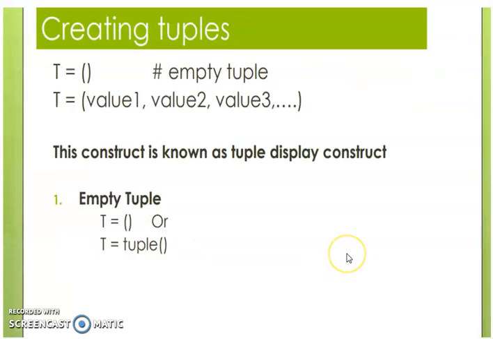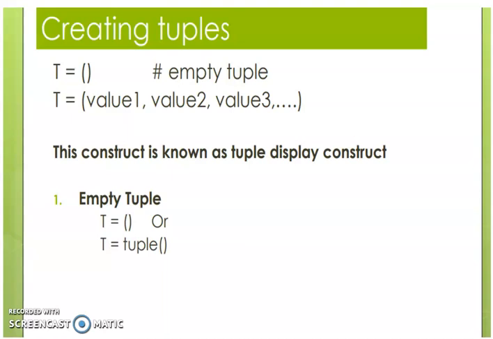See how to create tuples. Here you can see t is equal to empty parentheses. That means it's an empty tuple. Or you can create a tuple like t is equal to value 1, value 2, value 3, etc. Then this construct is known as the tuple display construct.